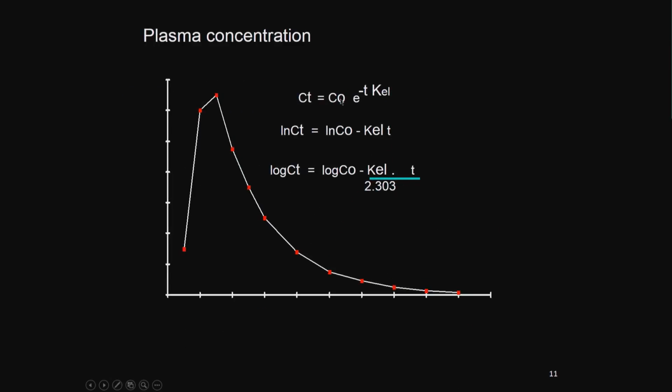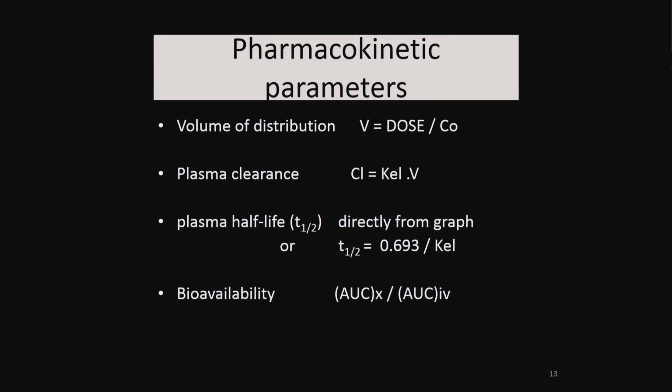So, we get both the C naught and k elimination. So, this is a very useful relationship to understand how the drug concentration falls down with plasma. We can even calculate what will be the half life of the drug, that means the concentration comes to half its max concentration, the time it takes for the concentration to reach that we can find out. Okay. So, these are very useful pharmacokinetic parameters.